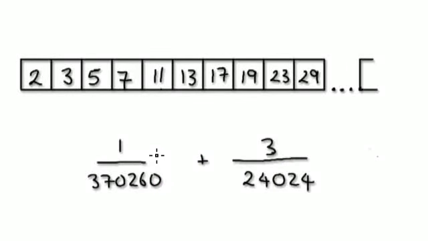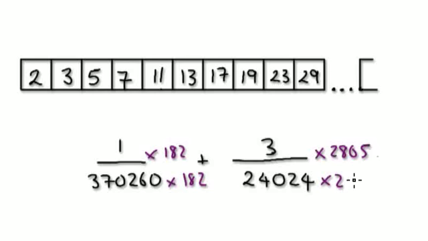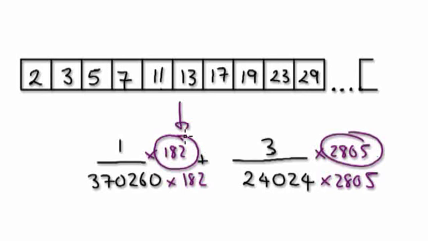I said that this number is really big. Rather than timesing by two big numbers, you could just times top and bottom here by 182, and over here times top and bottom by 2805. The question was, how did I come up with this number? How did I come up with this number here?